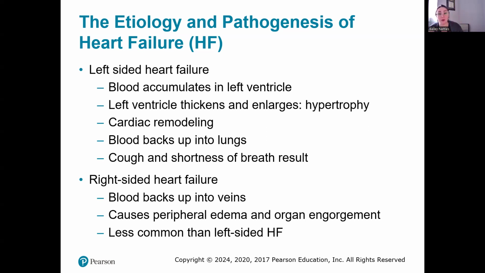So that's my left. My right-sided heart failure, once again, it's like an overflowing cup. If my right ventricle can't work, it's going to back up to my atrium, and my atrium is going to back up to the rest of my body. So it's going to be peripheral edema. Organs are going to be engorged because it's going to have blood kind of pooling there. All right. So right side is the body, left side, lungs.